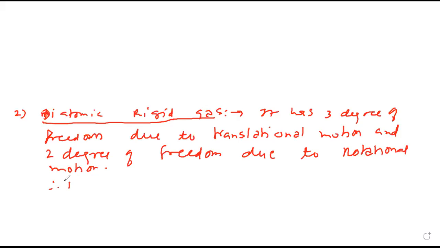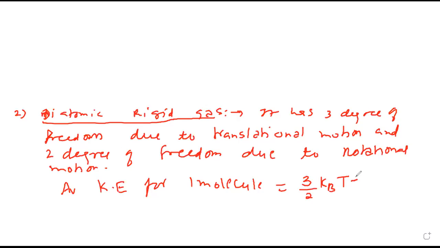Therefore, internal energy, or we can say average kinetic energy for one molecule. First we are taking for one molecule, then for one mole. For one molecule it will be 3/2 kBT plus 2 × ½ of kBT, which is 5/2 kBT.